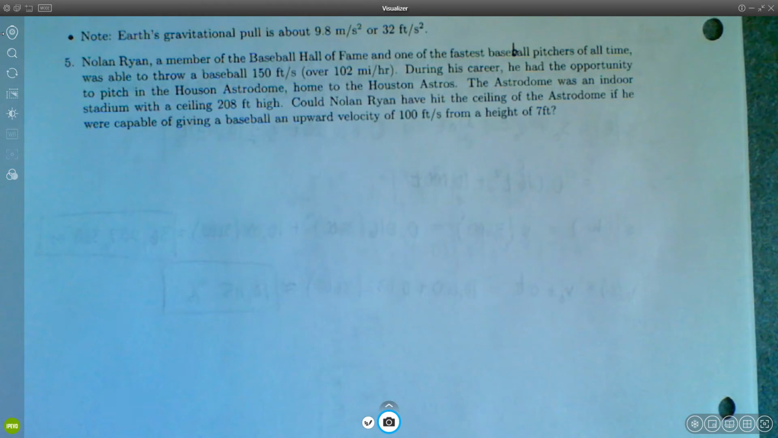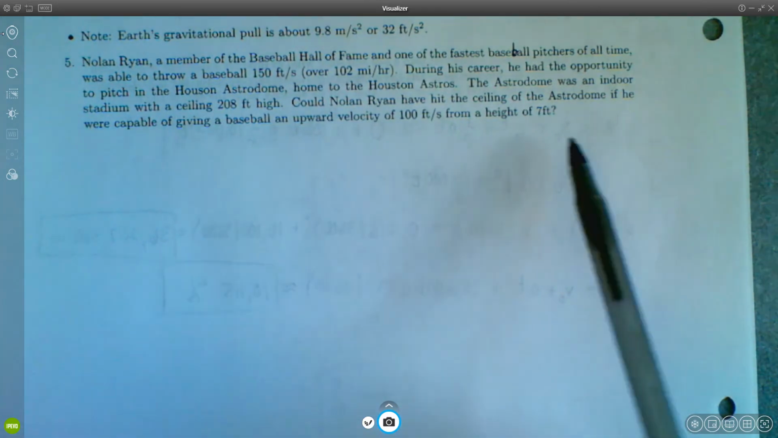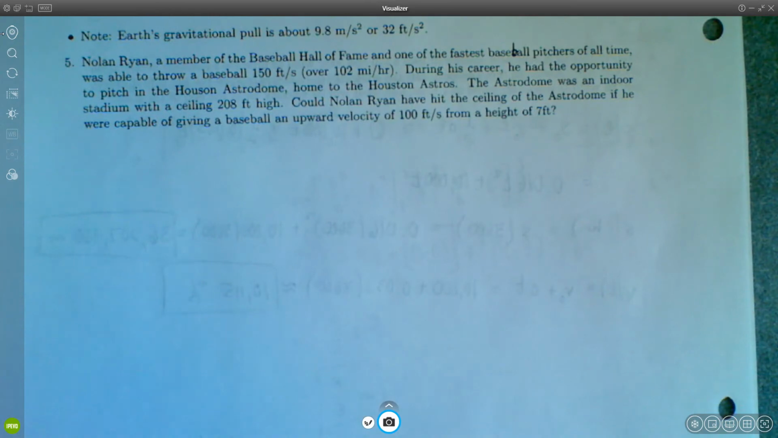Could Nolan Ryan have hit the ceiling of the Astrodome if he were capable of giving a baseball an upward velocity of 100 feet per second from a height of 7 feet? So if he can throw a baseball 100 feet per second straight up into the air from an initial height of 7 feet, because, you know, his own height plus the height of his arm when he releases the ball, could he hit the ceiling of the Astrodome, which is 208 feet high?